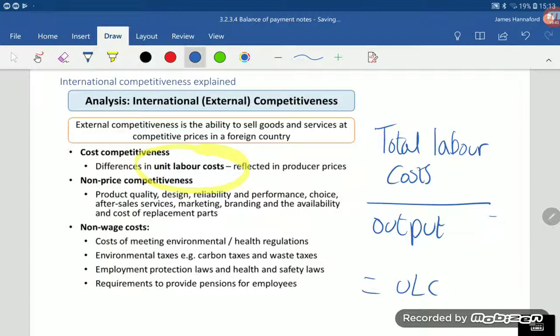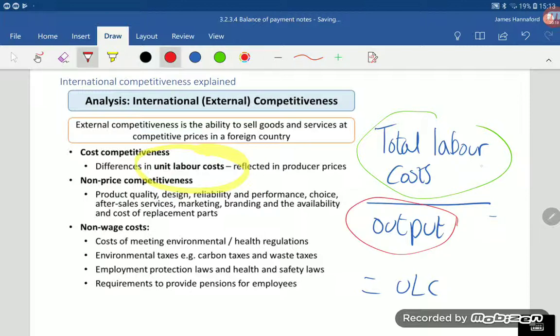But the point being is the following. If our total labour costs fall, for instance, we remove the national minimum wage, we reduce national insurance contributions, etc., this would mean that we would have a lower number on the top. If output were to remain unchanged, the unit labour costs would decrease. Supply side policies can attempt to reduce the labour cost, i.e. the top one, or they can attempt to increase output.